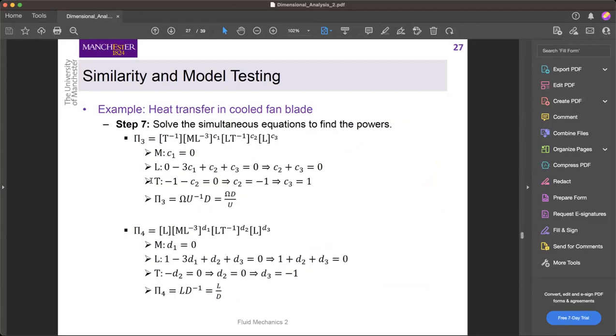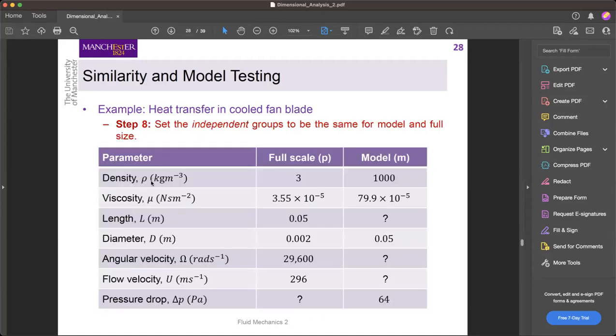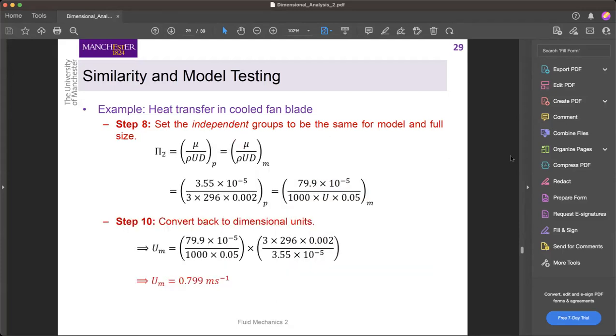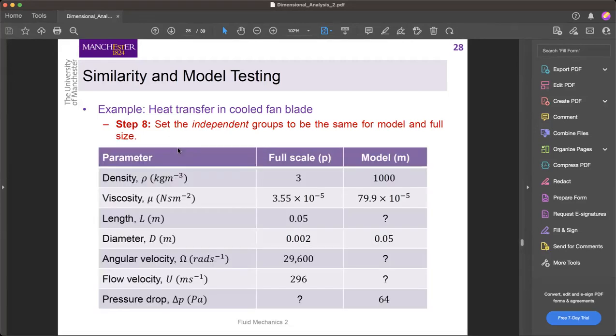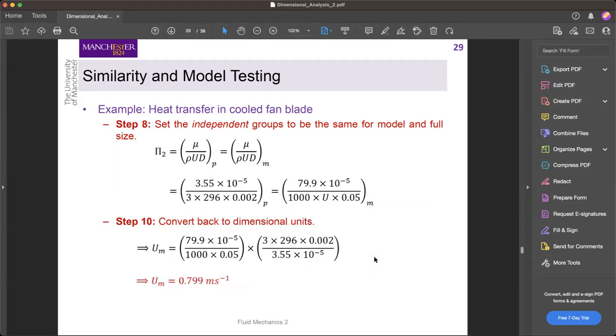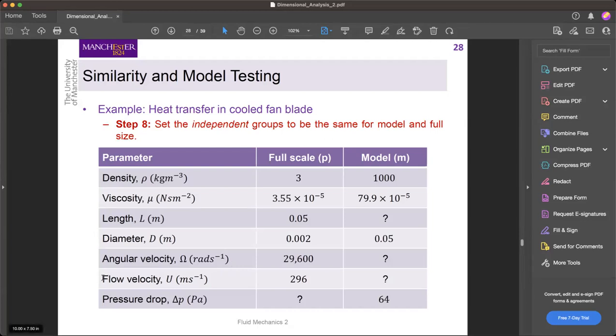You estimate the pi groups exactly as we did together. And then you start filling this table. What you do, you want to compute, for example, the flow velocity, which in the full scale model will be 206 meters per second. You want to know which will be the velocity in your model.